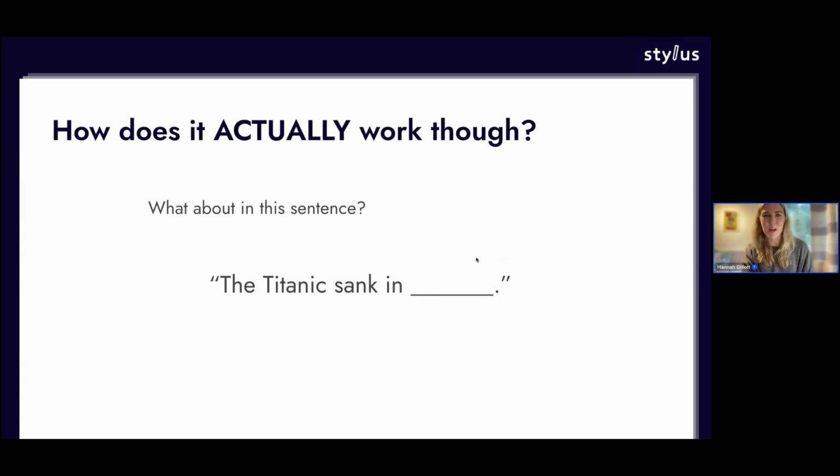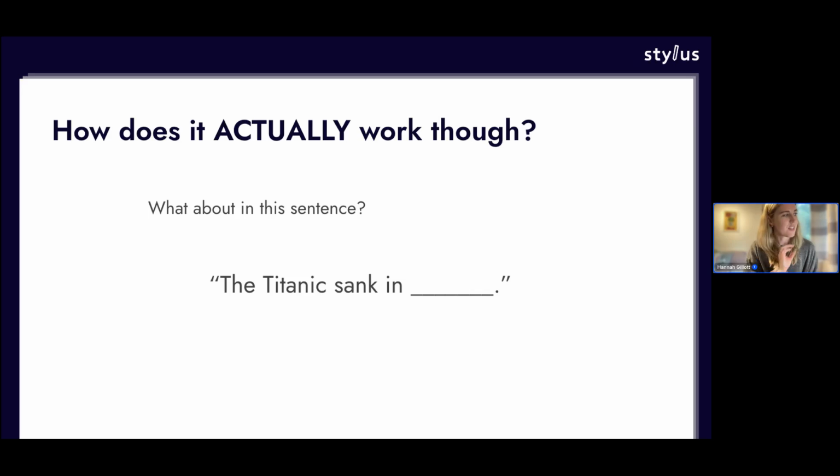So next example: the Titanic sank in blank. Again, probably we're all thinking 1912 when we see that. Some of us might be thinking the Atlantic Ocean. Some of us might be thinking in response to hitting an iceberg. Probably no one is thinking that, but most of us will have jumped to the Titanic sank in 1912. So we recognise that sentence structure. We recognise that it's probably a statement of fact, and the most common fact that we're given about the Titanic that would answer this is the year in which it sank.